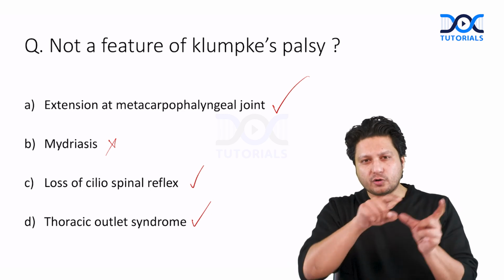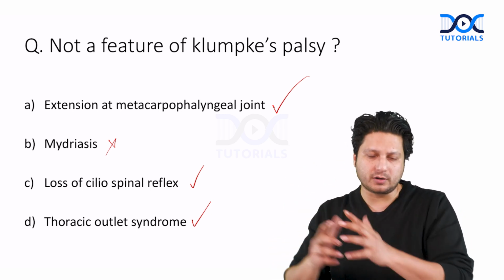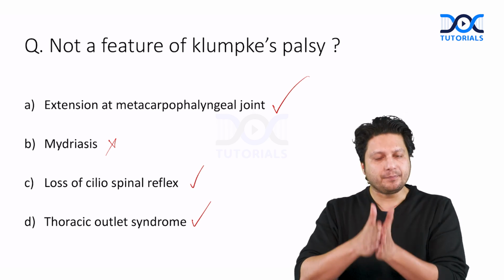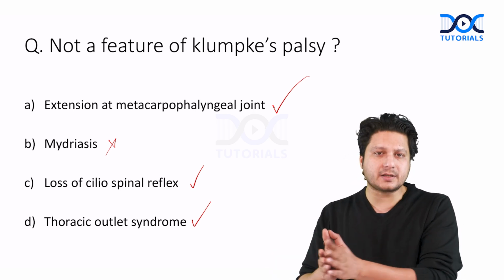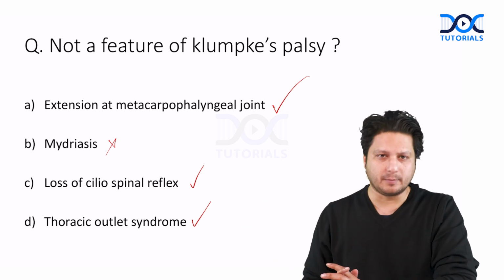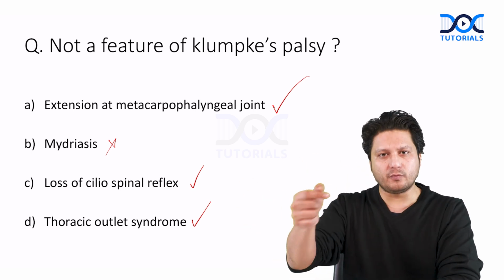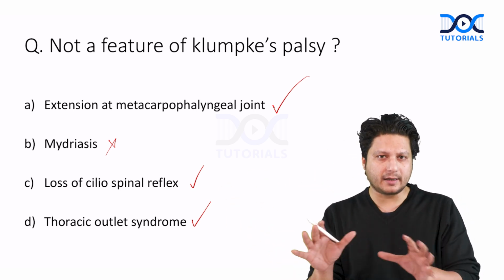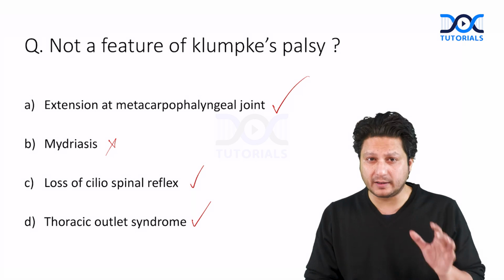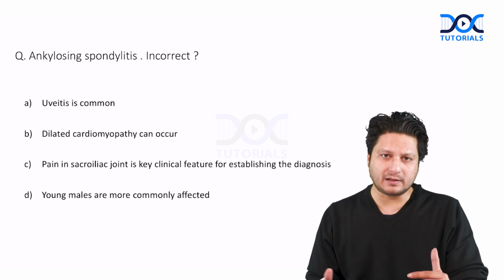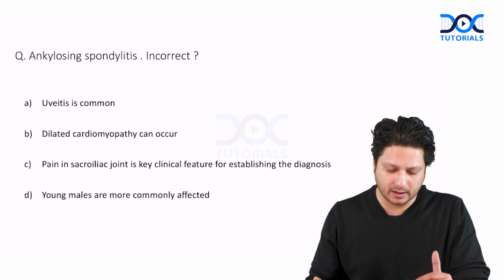Actually, thoracic outlet syndrome is considered to be the etiology for Klumpke's palsy, because in thoracic outlet syndrome there will be a compression of the lower trunk of the brachial plexus, and injury to the lower trunk of the brachial plexus is in turn known as Klumpke palsy. So thoracic outlet syndrome will lead to all the features of Klumpke palsy. Hopefully you get the correct answer for this question: mydriasis, that means dilatation of the pupil, is not a feature of Klumpke's palsy. That means compression of the lower trunk of the brachial plexus.